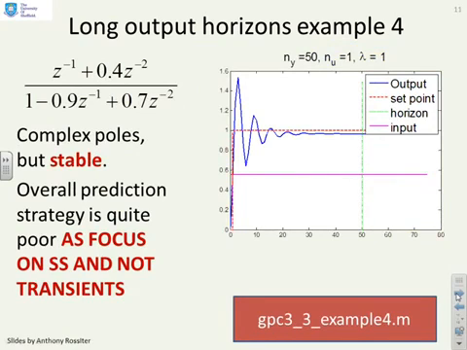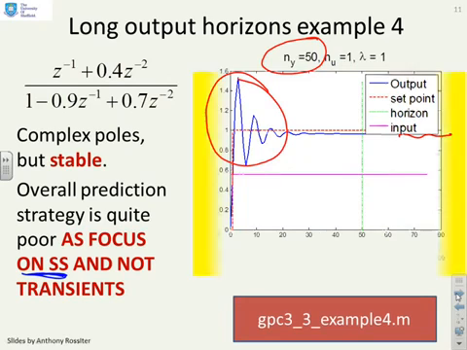Let's go on to example 4 then. Example 4, you'll remember, had some oscillatory dynamics. Now here, if I use an output horizon of 50 and an input horizon of 1, my argument's going to be, okay, the steady state's not too bad, but look at the transients. These transients are woeful. I'm really not happy with that at all. And the problem is, when you use such a large output horizon, all the focus is on the steady state, and there's no focus on the transients.